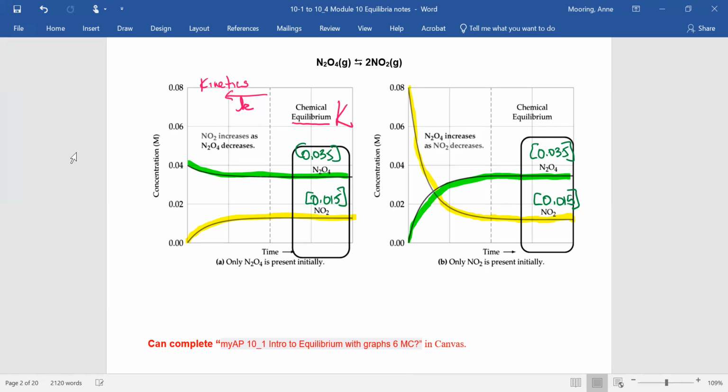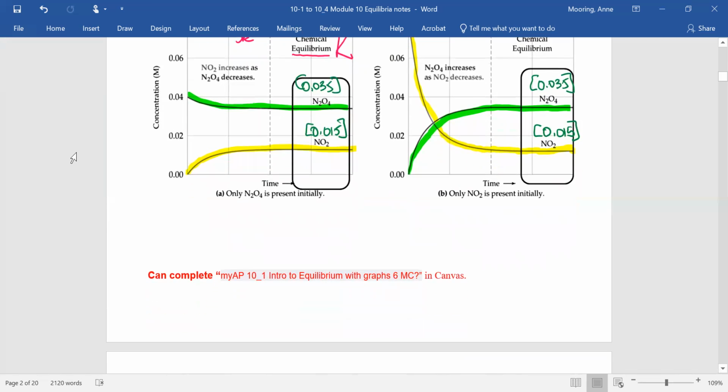So let's go ahead and write that in there. All right, so we are done looking at graphs. You can complete my AP 10.1, Intro to Equilibrium, in Canvas.